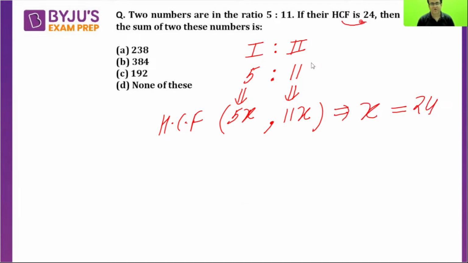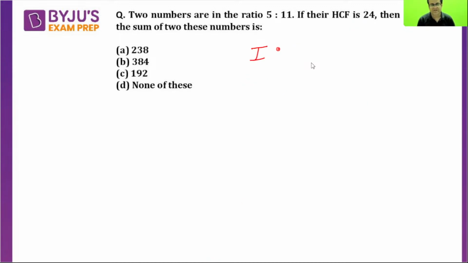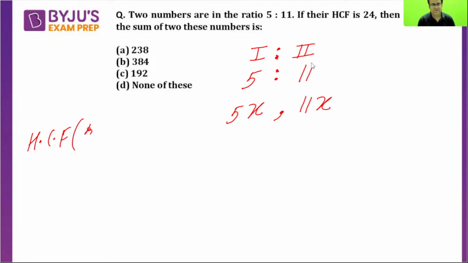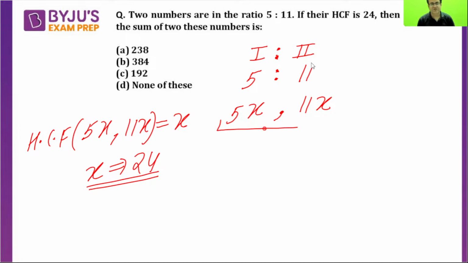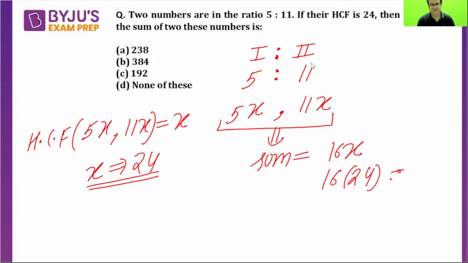HCF is given as 24. Just listen again. If the ratio of two numbers is given as 5 is to 11, I can take the numbers as 5x and 11x. Now HCF of 5x and 11x is equal to x. This value of x is given as 24. Now the sum of both the numbers is equal to 16x. 16 into 24 is 384.